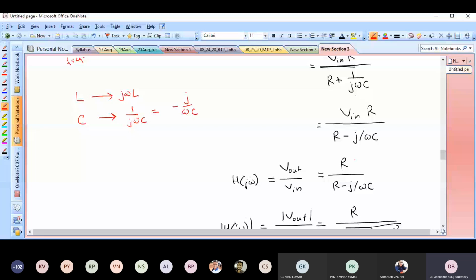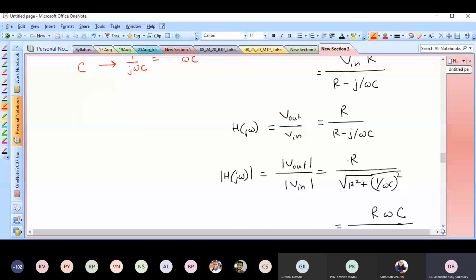So again, the point number 3 is, after this, we wish to find the magnitude of h of j omega, because that's our scaling, because that's what actually determines how much we suppress or amplify an input. So h of j omega is the magnitude of V out divided by the magnitude of V in. And what is the magnitude of V out? I mean the magnitude of the numerator, that's just R.